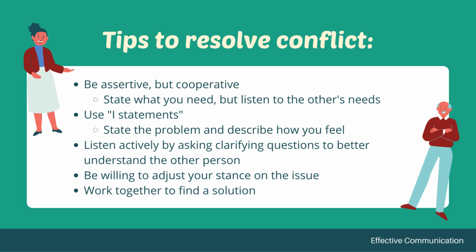So here are some tips to resolve conflict. Make sure that when you're talking to others, you're assertive but cooperative. So state what you need, but make sure you're listening to the other person too, because their needs are important. When you're talking, try to use I statements as much as possible. So you're stating the problem and describing how you feel, but you're not trying to place the blame on anyone else. That's why you use I statements. Like, I feel this way because this happened, that kind of thing.